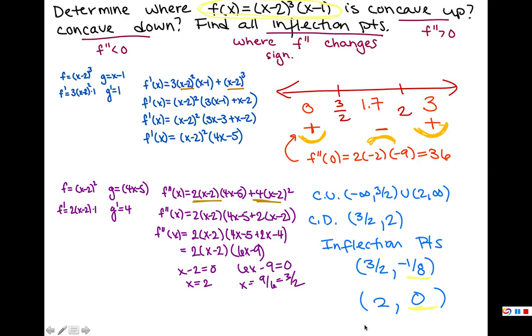And so when I plug 3/2 into that original equation that I have circled in yellow, I got -1/8. When I plug 2 in, I got 0. And so those are the inflection points on this graph, or places where the concavity changes.